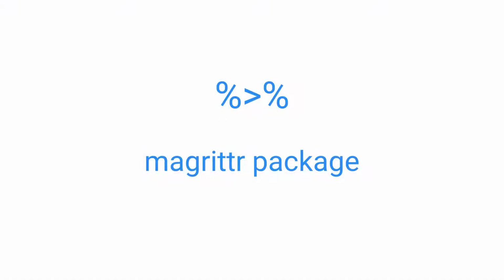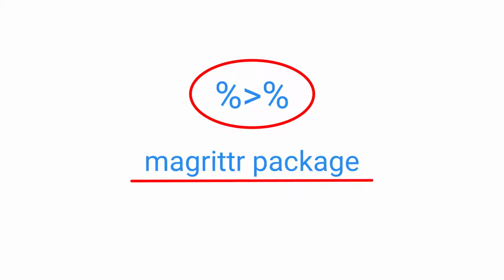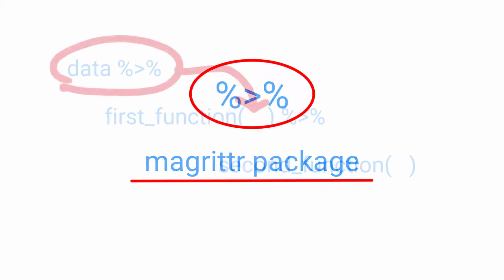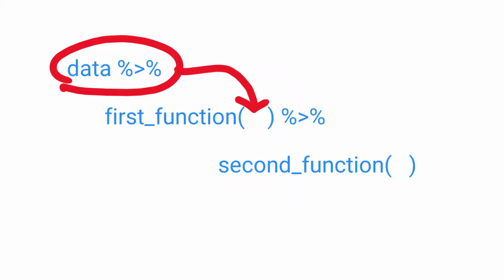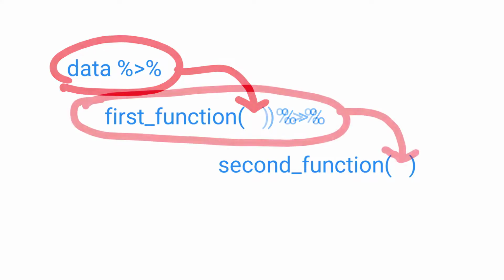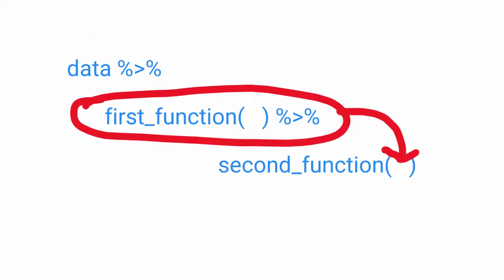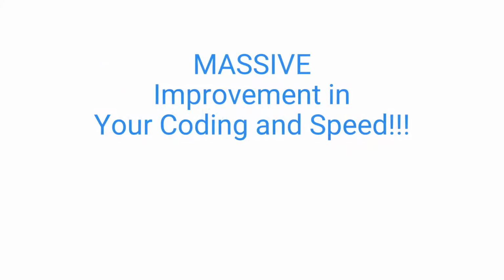Today, I want to introduce you to the pipes operator, which looks like this and comes from the magrittr package. Its core purpose is to take the object resulting from one step of your code and then push or pipe that object forward into the next function for more processing. This little technique will actually have a massive impact on the speed and quality of your R code.